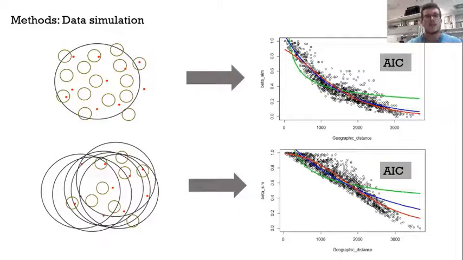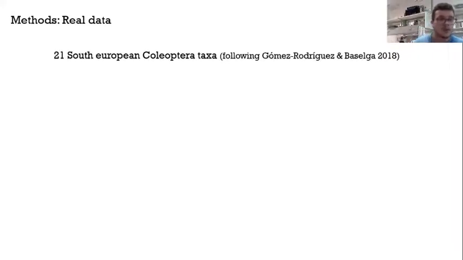We also want to know how these functions work, not only with simulated data, but also with real data. So to do that, we use the 21 South European Coleoptera taxa. We use the data for the south of Europe because, as Carola has explained before, the European Coleoptera taxa show a more variable distance decay form in the south than in the north of Europe.